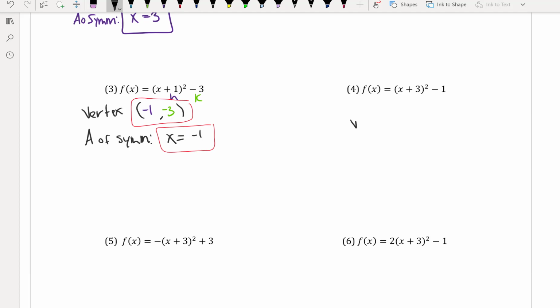Okay, so now I'm going to go on to number 4. I'm going to have my h value, and I'm also going to have my k value. I have my h value as a negative 3, and I have my k value as a negative 1. So therefore my axis of symmetry is going to be x is equal to a negative 3.